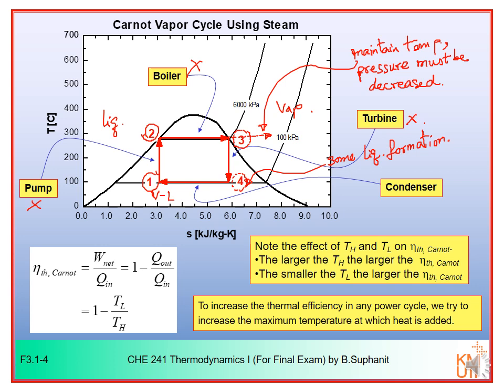So in practice we must limit the amount of liquid formation in the turbine. Normally we want it to be less than about 15% liquid formation, which is the practical value.